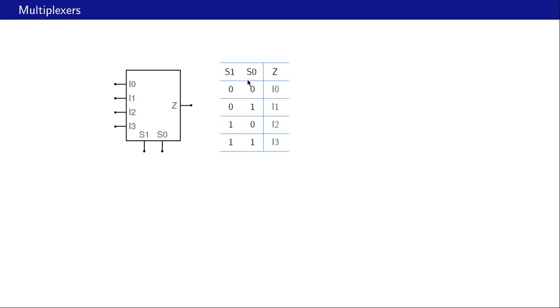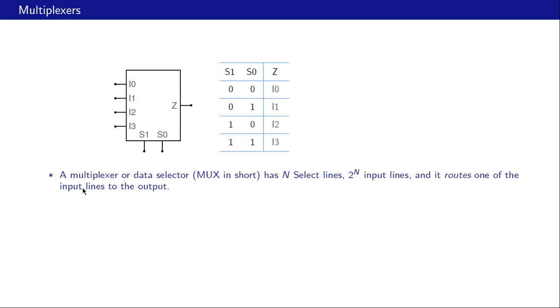If S1, S0 are 0, 0, that is decimal 0, then the output is I0. So whatever data we have here will appear at the output. If S1, S0 is 0, 1, that is decimal 1, then the output is I1. So the data from here will now appear at Z. If S1, S0 is 1, 0, that is decimal 2, then Z is I2. If S1, S0 is 1, 1, that is decimal 3, then the output is I3. So this is the functionality of the multiplexer, and now let us make some more comments about it.